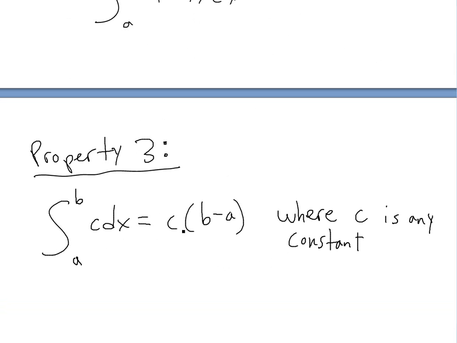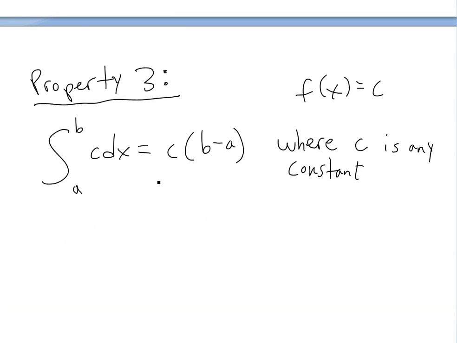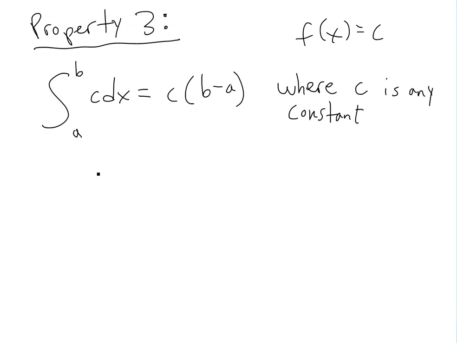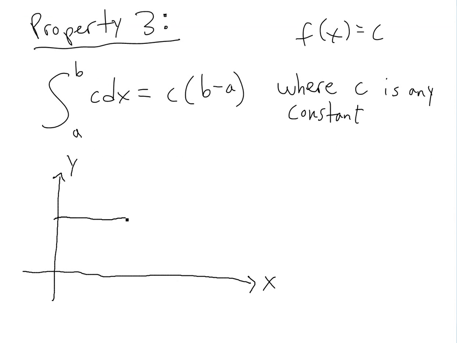Okay, so now let's get to property 3. This one is basically if f of x is a constant, so we'll just write f of x equals c, a constant number, then the integral is going to be c times b minus a. The proof for this is pretty basic, because remember the integral is just the area under the curve. So if you had a constant, let's just graph f of x here. So here f of x is equal to c.